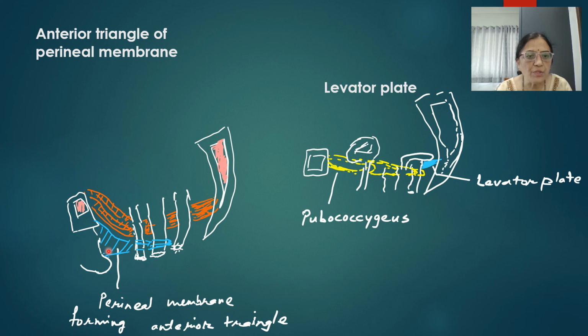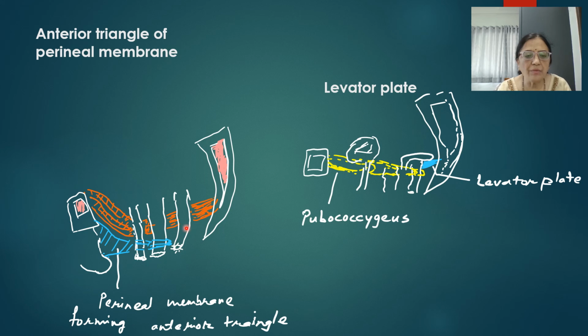Now here, as you can appreciate, this perineal membrane is not extending completely up to the posterior part of the perineum. It is only occupying the anterior triangle. It forms the anterior triangle, this perineal membrane, which arises from the ischial tuberosity, goes midway, and gets inserted in the pubic symphysis, and that is how it forms the anterior triangle. Posteriorly, what is there is mainly the anal triangle.